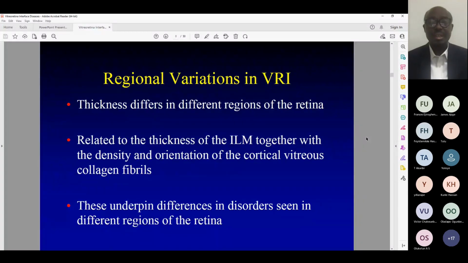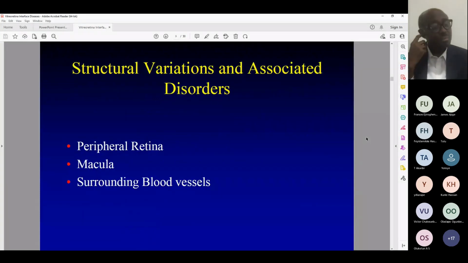There are regional variations in the vitreoretinal interface in terms of thickness in different regions of the retina. These thickness variations are related to the thickness of the ILM together with the density and orientation of the cortical vitreous fibrils. These underpin the differences in disorders that are seen in the various regions of the retina. So we're going to look at the peripheral retina, look at the macula, look at the surrounding blood vessels, and take a little look at the optic disc.